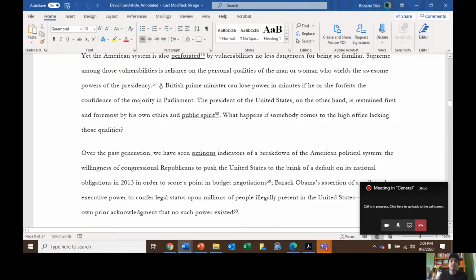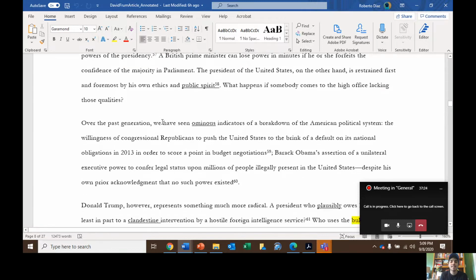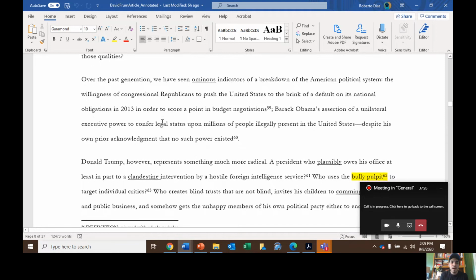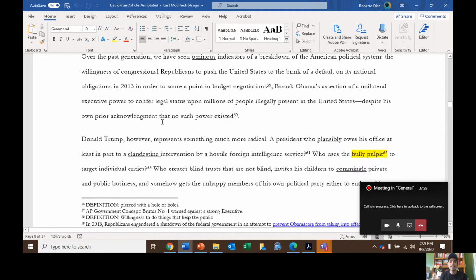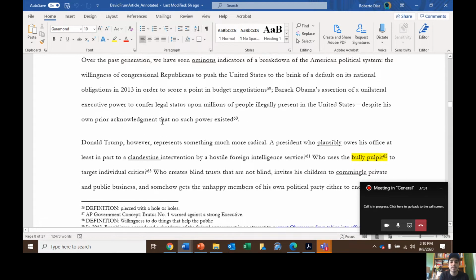A British Prime Minister can lose power in minutes if he or she forfeits the confidence of the majority in Parliament. It's true. The President of the United States, on the other hand, is restrained first and foremost by his own ethics and public spirit. Public spirit means his or her willingness to do stuff for the public good, not for their own interests. What happens if somebody comes to high office lacking those qualities? Over the past generations, we have seen ominous indicators of a breakdown of the American political system.